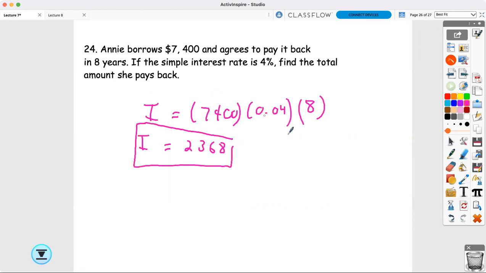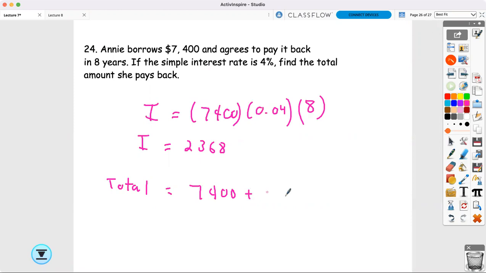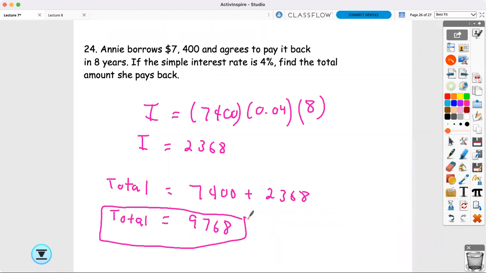Now, we don't want the interest, we want the total, right? So then to get the total, we're gonna add the 7,400 plus the 2,368, which gives us 9,768. That's the total. Any questions on how we found the total?